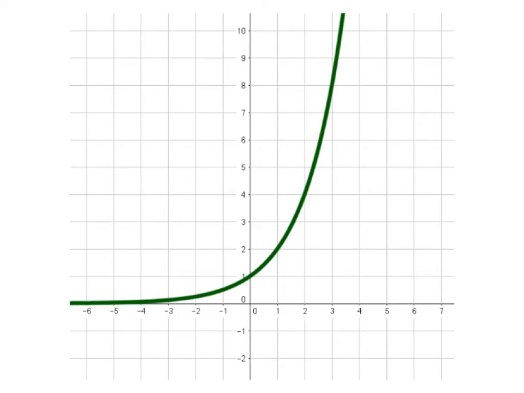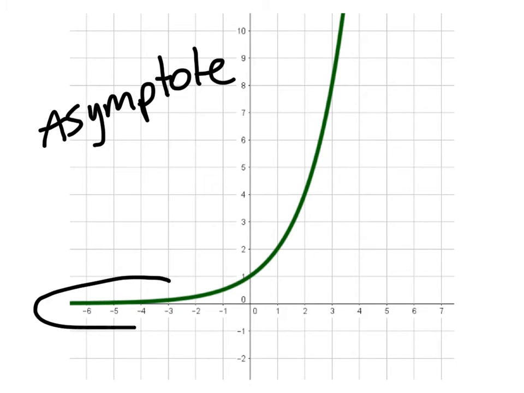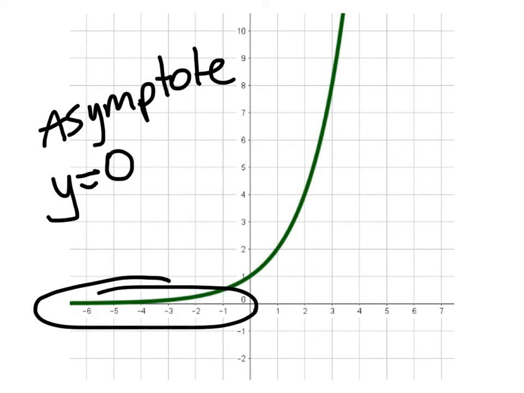Right, this is my basic exponential graph, so I want to have a look at some of the features of it before we start moving it around and reflecting it. Things to notice here are it's got an asymptote. So there's a value that it never ever touches, and it can never get as low as 0. So the asymptote is at y equals 0.